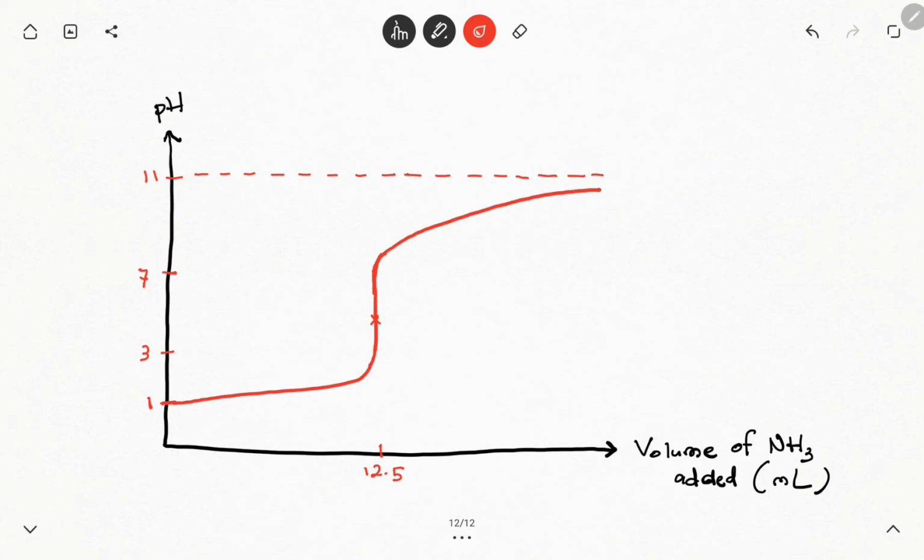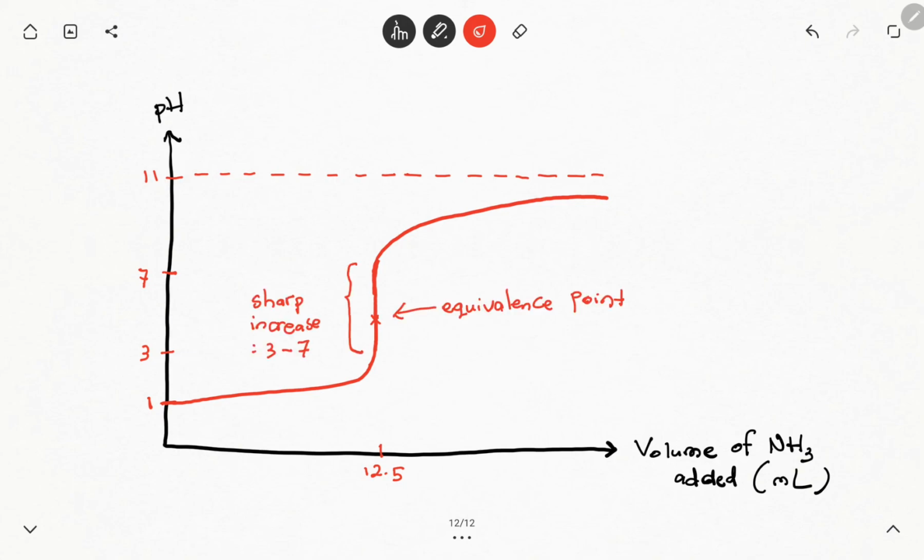Then you can draw the S-shaped curve. It will be approaching the final pH. Label the equivalent point and the sharp increase 3 to 7. So in your titration curve, make sure you have the initial pH, the final pH, the equivalent point, the volume at equivalence, and the sharp increase, and please label all the values. Okay, that's all. Thank you.